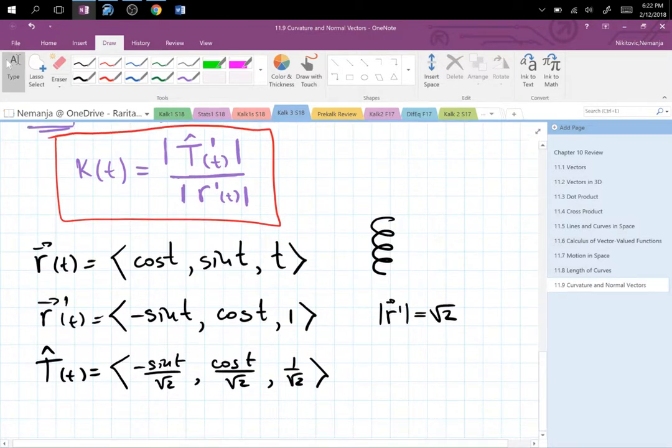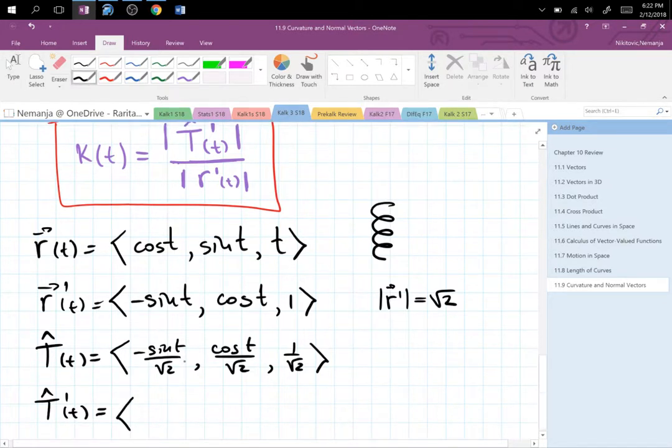Let's keep going because we need to find T prime, and then maybe this root 2 will somehow work out later. So to find the T prime, we are going to take the derivative of each one of these. So the derivative of negative sine is negative cosine, still over root 2, it's a constant. And then we have a negative sine t over root 2. And then we have 0 over here because the derivative of a constant is 0.